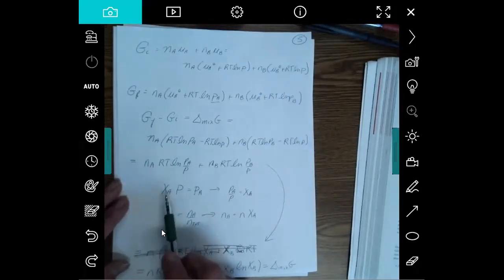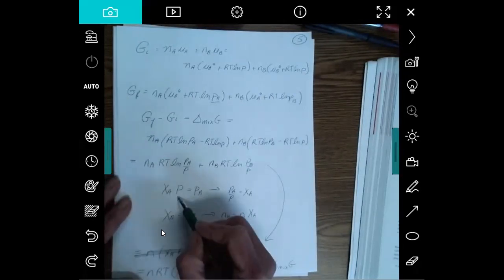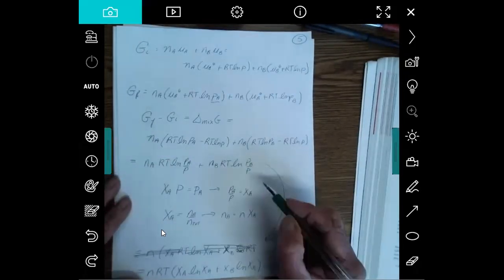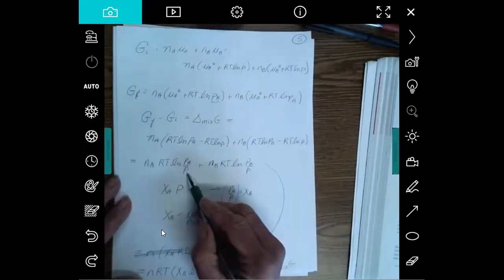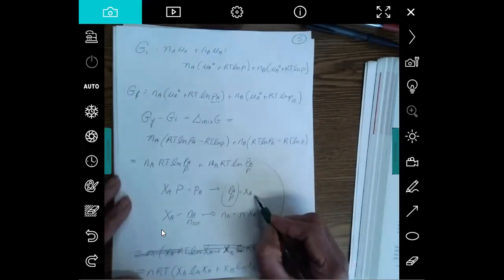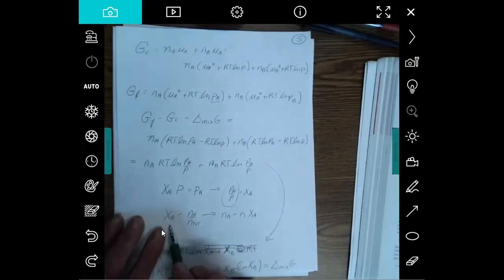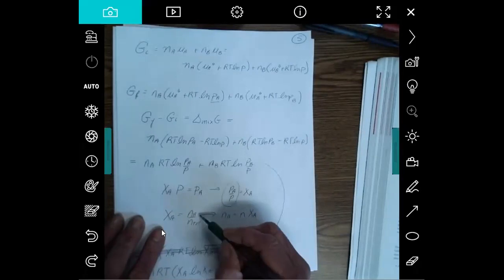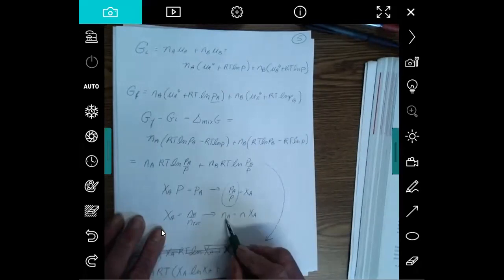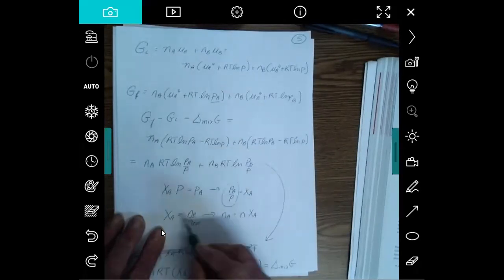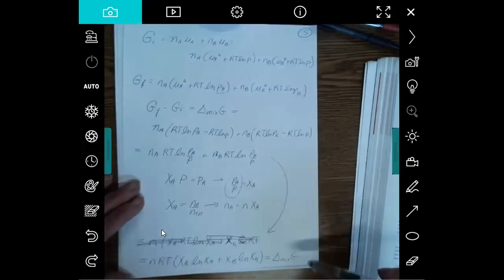Then we want to think about the relationship between partial pressure and mole fraction. So the mole fraction times the total pressure equals the partial pressure. Therefore, the partial pressure of A over the total pressure is going to be the mole fraction of A. And the mole fraction is going to be the number of moles of A over the total moles of A and B together. Therefore, if I just rearrange this, moles of A is going to be equal to N, the total moles, times the mole fraction. So I can just put in those now.